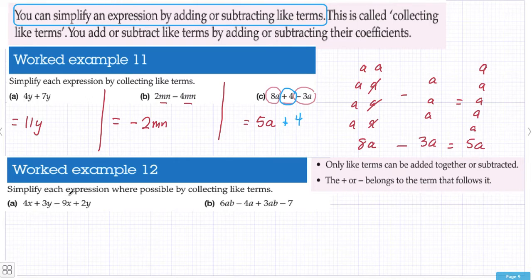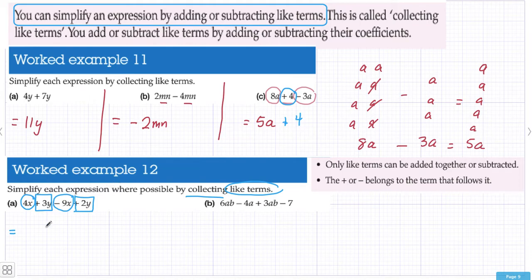Second part here is simplifying again by collecting like terms. This is where I love to use colors or different shapes. I'm going to use different shapes. So first thing I do is I find all the like terms. I'm going to do circles around the x terms. Remember to include the negatives. And then I'm going to do maybe a square around the y terms here. What that does is it helps me to see the parts that I'm looking at.